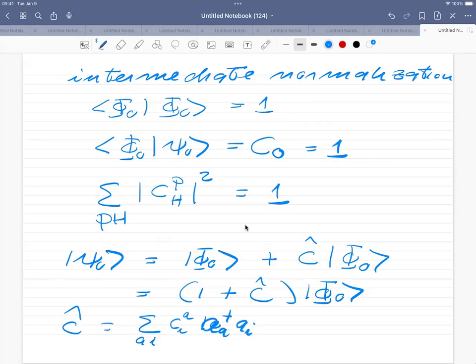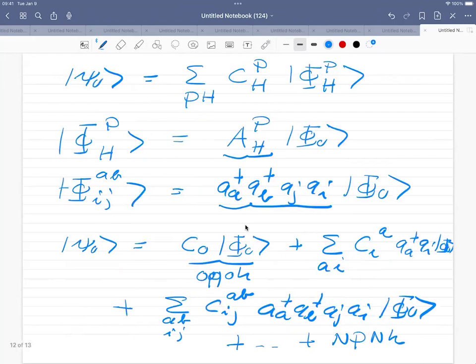plus C_ij^ab, a_a^† a_b^† a_j a_i, plus, and so on, till the last n-particle n-hole term. So this operator is normally called a correlation operator, because that's where you bring in the quantities which correlate with all the states which have not been included into this phi 0.